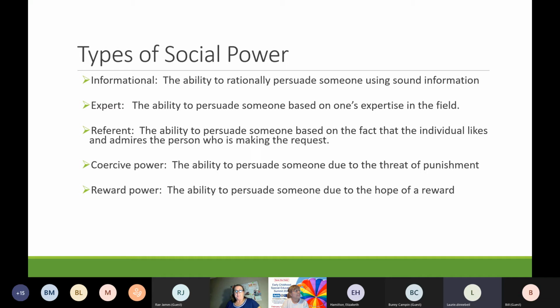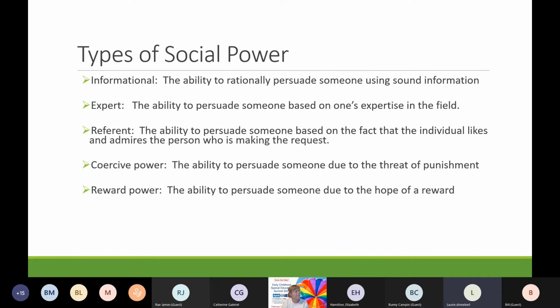So the first three are more positive in nature. As you are trying to use your powers of persuasion to help someone see what you want them to see, one of the important strategies that you can use is an informational strategy. That involves the ability to rationally persuade someone using sound information. And we do that a lot in our professional roles as we work with others who don't have that formal training and experience.